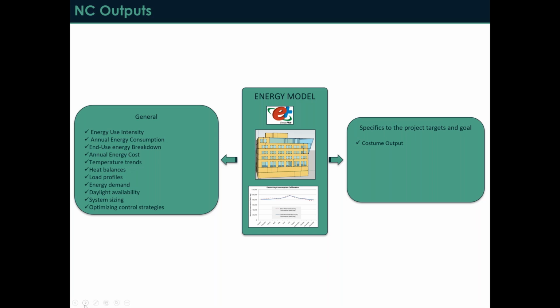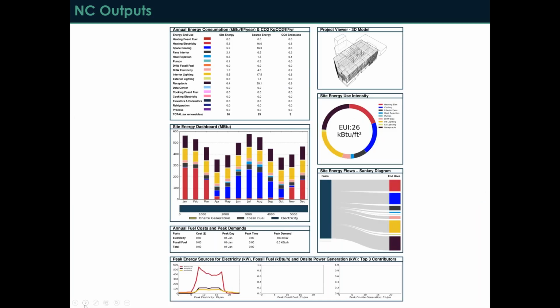With EnergyPlus, IES VE, and OpenStudio, we can define our output. We can categorize and specify what we need. If we have geothermal, we need to specify output for geothermal, and we can just specify that. This is the general output from one of the projects. I will talk about it, but this is an overview: we have energy use intensity, we have different energy use breakdown, and cost, annual, peak, and load profile.